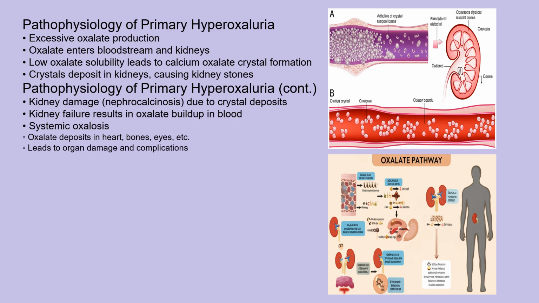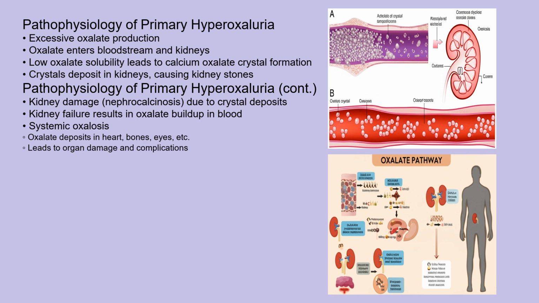Now, let's talk about the pathophysiology, or how this disease actually works in the body. The key problem in primary hyperoxaluria is the excessive production of oxalate. This excess oxalate then enters the bloodstream and is filtered by the kidneys. Because oxalate isn't very soluble in water, especially when calcium is present, it tends to bind with calcium and form calcium oxalate crystals. These crystals can deposit in the kidneys, leading to kidney stones. Over time, these deposits can damage the kidneys, causing a condition known as nephrocalcinosis.